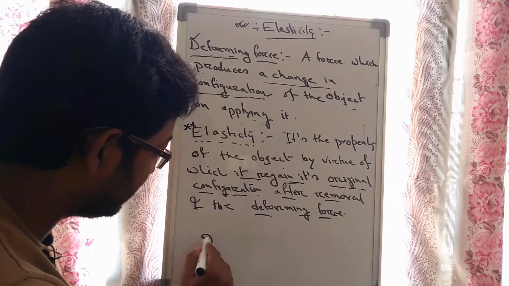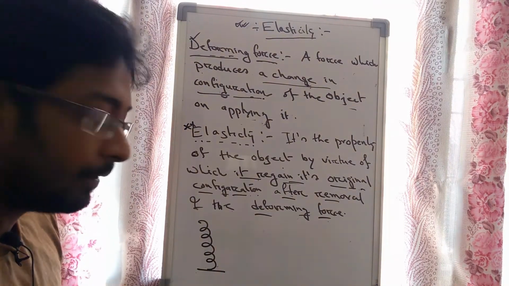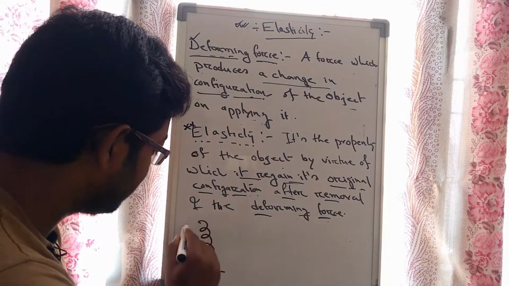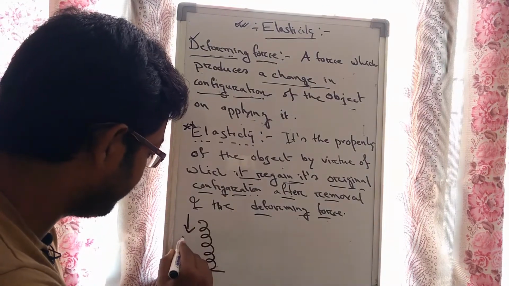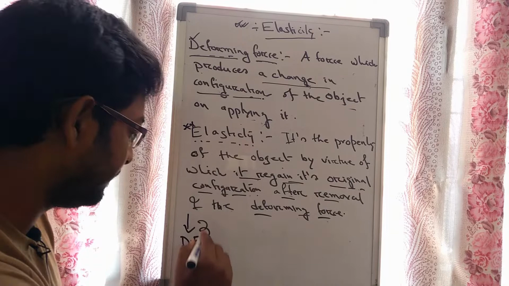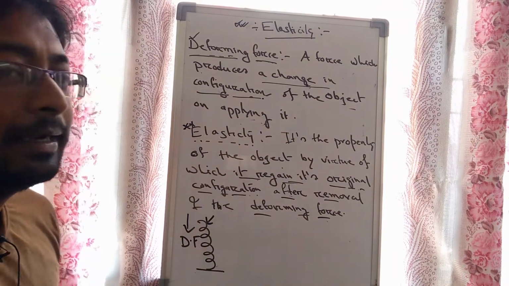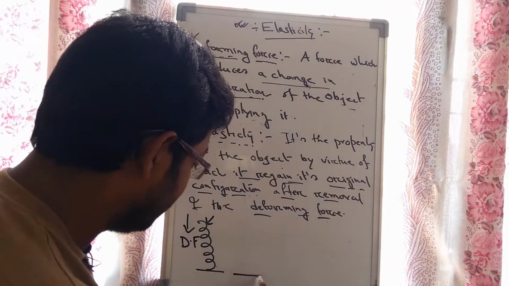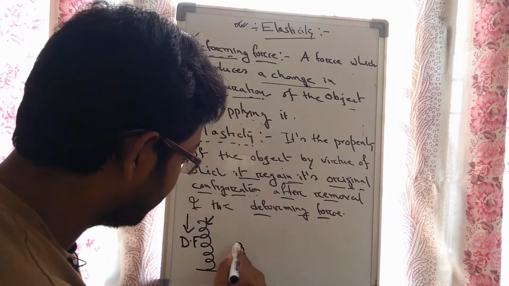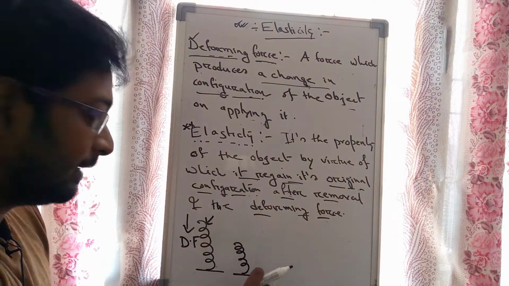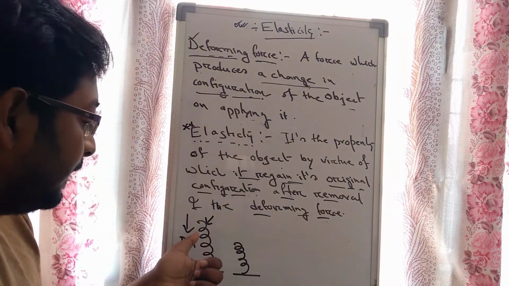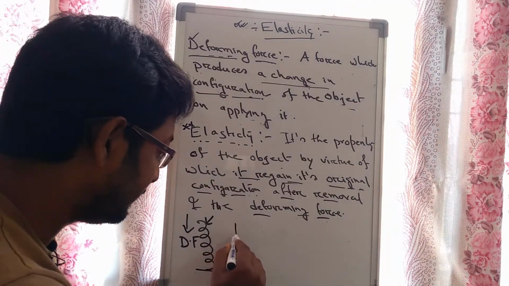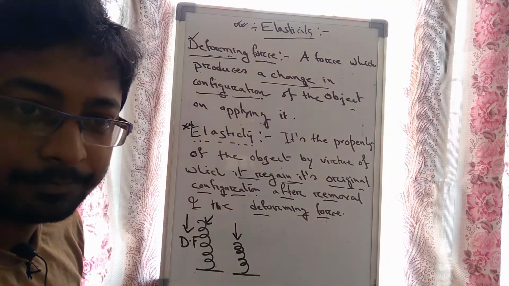An example is just like this. Suppose I am assuming this is a spring. Now if I apply some deforming force in this direction, I observe that its length reduces. The length of the spring gets reduced. Why? Because I applied some deforming force in this direction.